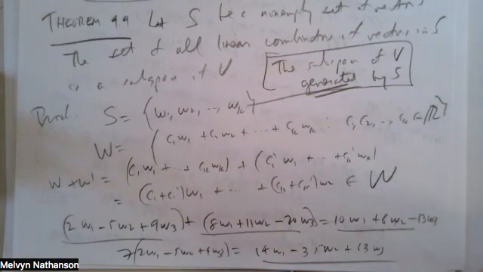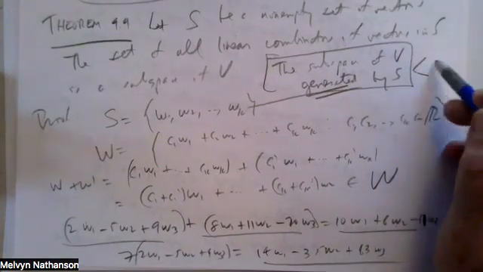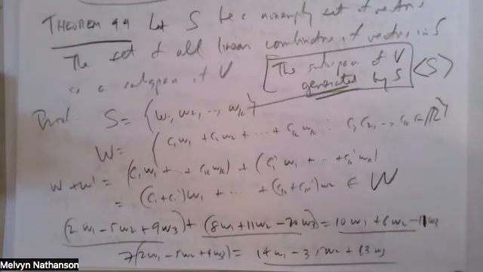Question, wouldn't it be 10w1 plus 6w2 minus 11w3? Let's see. 10, plus 6, 9 minus 20 is minus 11. Yes, thank you. Yep, that's what it is. Okay, good. And this subspace generated by S is sometimes denoted by S in these brackets.